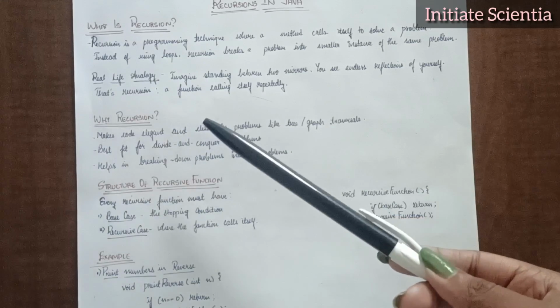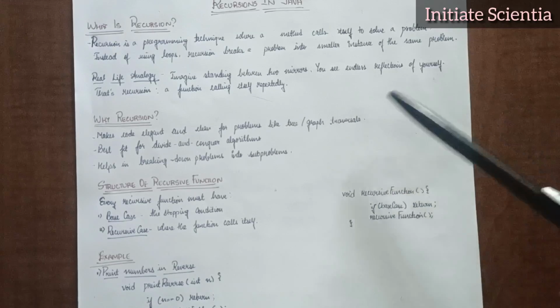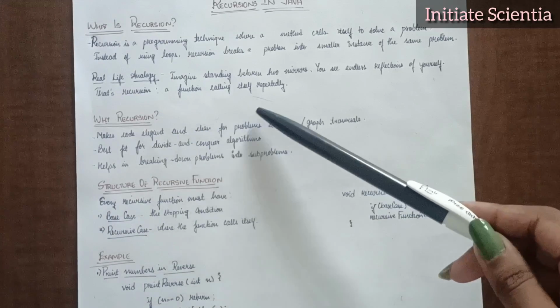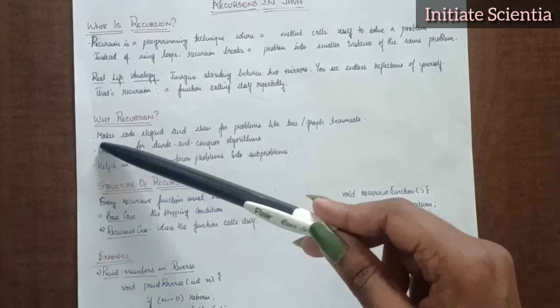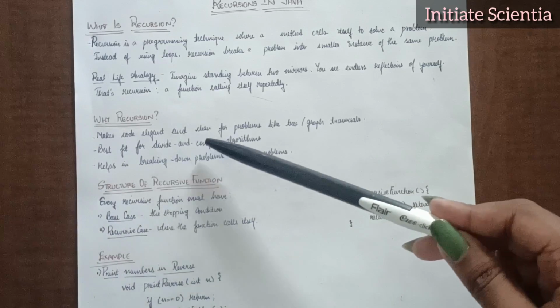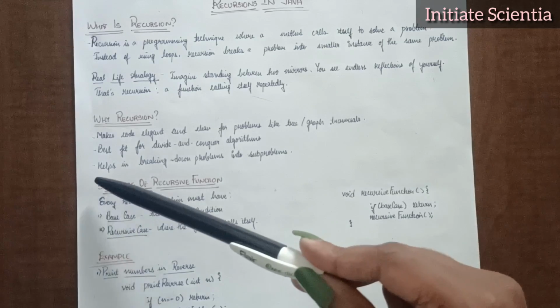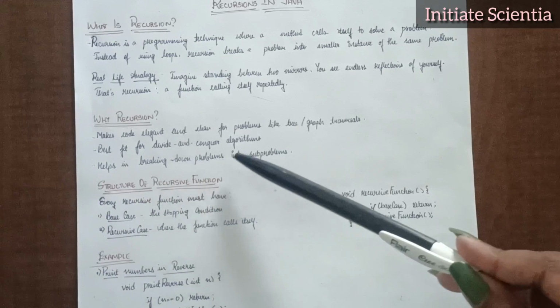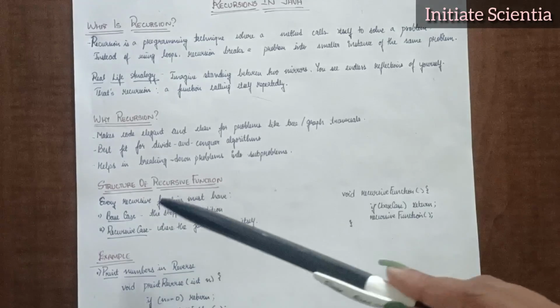Real life analogy: imagine standing between two mirrors. You see endless reflections of yourself. That's recursion, a function calling itself repeatedly. Why recursion? Recursion makes code elegant and clean for problems like tree or graph traversals. It is the best fit for divide and conquer algorithms. It helps in breaking down problems into subproblems.